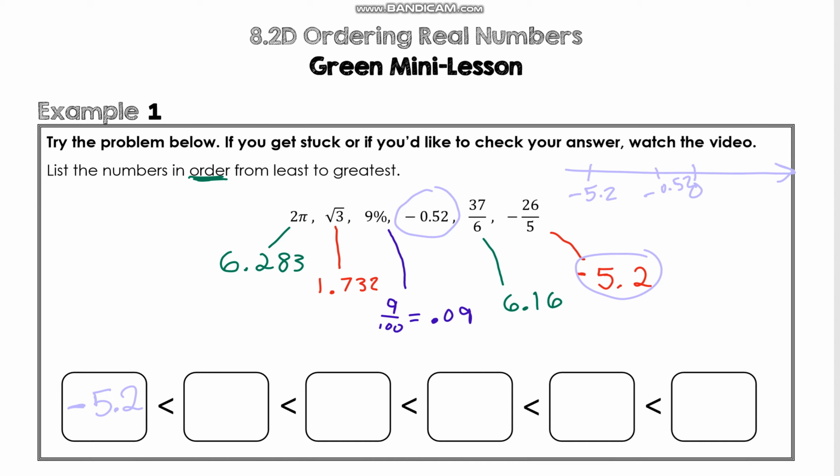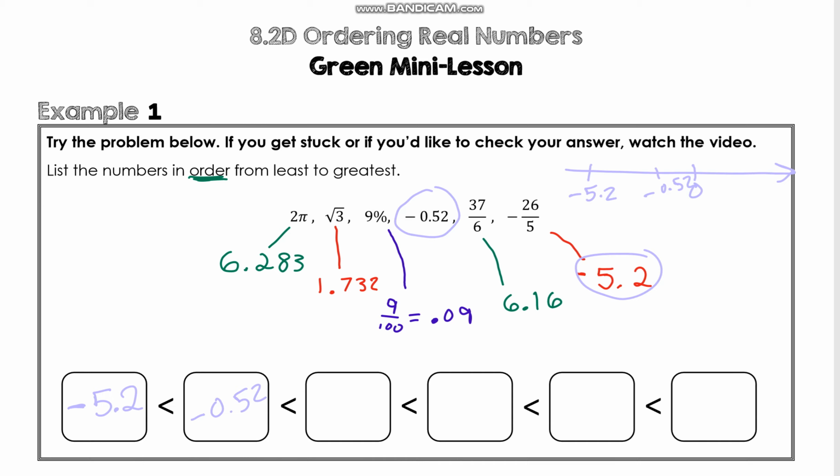Another way to think about negatives is money, right? Would you rather be in debt $5 or would you rather be in debt 52 cents? 52 cents. Yeah, so negative 5 is less. You don't even want to go near that amount. Okay, we've taken care of the negative numbers. Now we're going to start looking at the positive numbers. Which of these is the biggest?